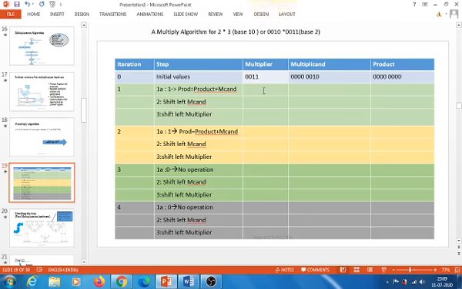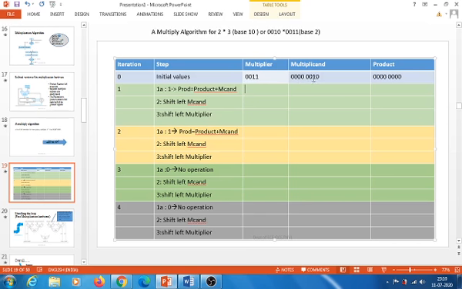So what is the first step? The iteration number is 0 and the initial values are 0011 in the multiplier, and the multiplicand is 0010. Since we need to save the extra bit, in case we can't expect the product to be exactly 4 bits, we must extend it to another 4 bits.